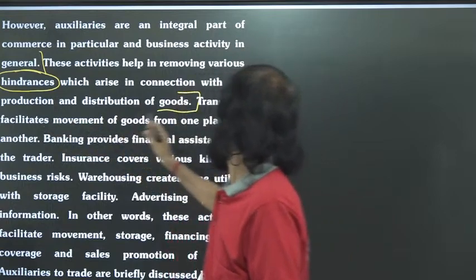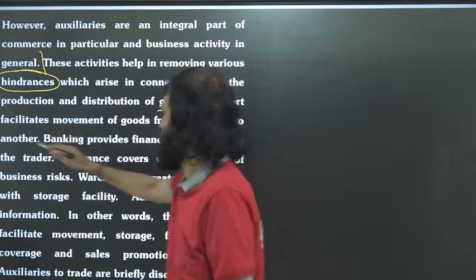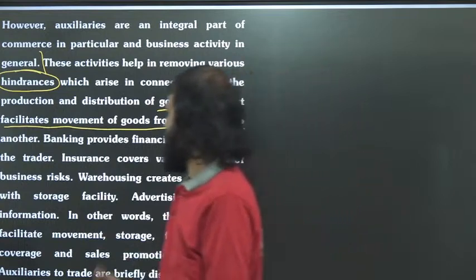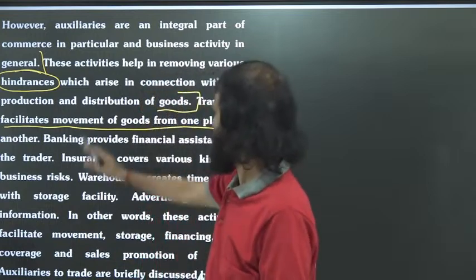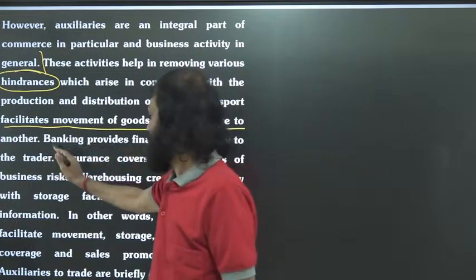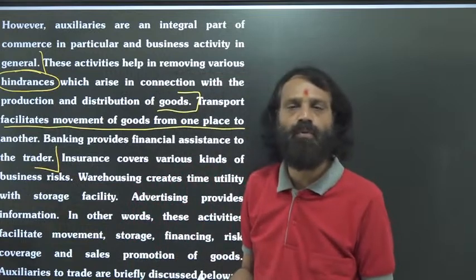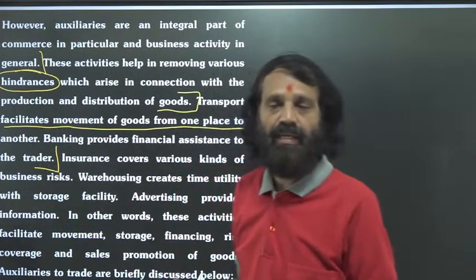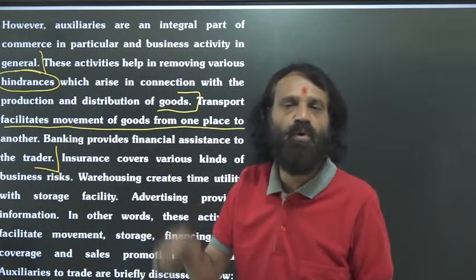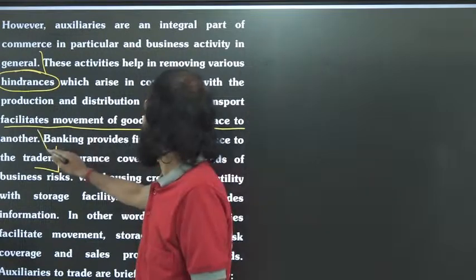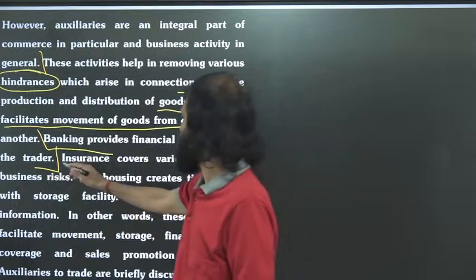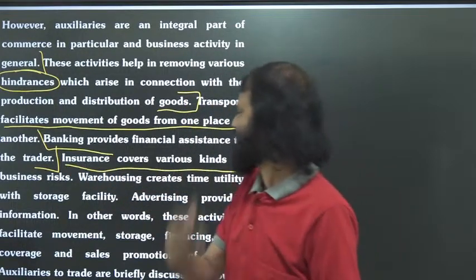Transport facilities, movement of goods. Transport facilitates movement of goods from one place to another. So that is the benefit of a better transportation system within this country. Banking provides financial assistance to the traders. Traders need money. So from where can they get more money for their basic infrastructure development, or for increasing their trade or investing more money in the business? All this they can get from banks. Okay, so we need better banks. We also need insurance.